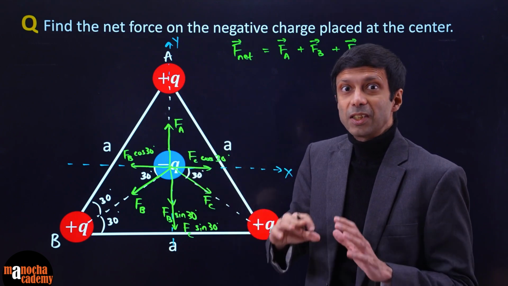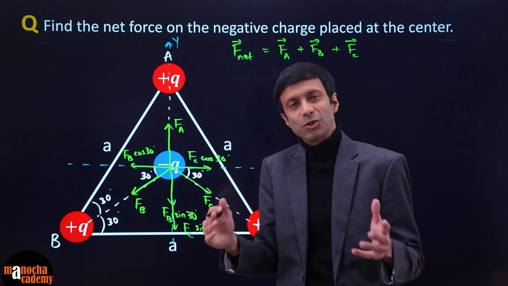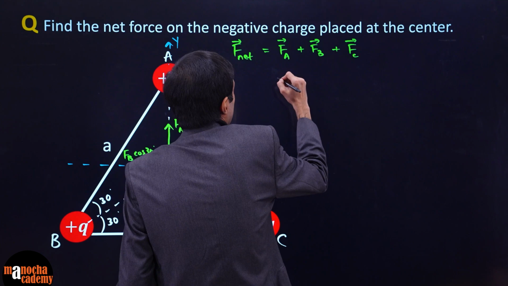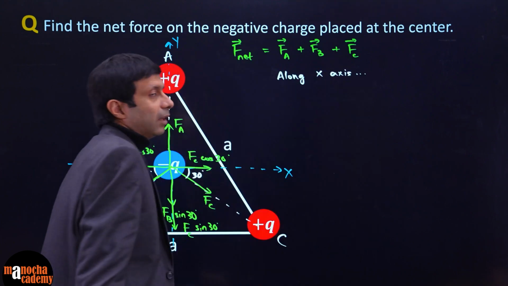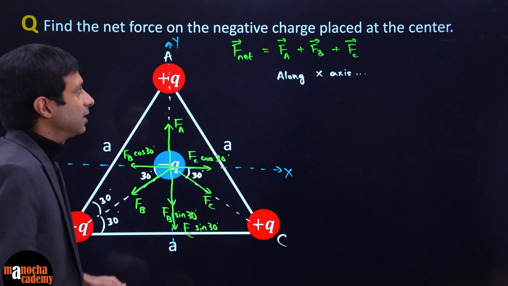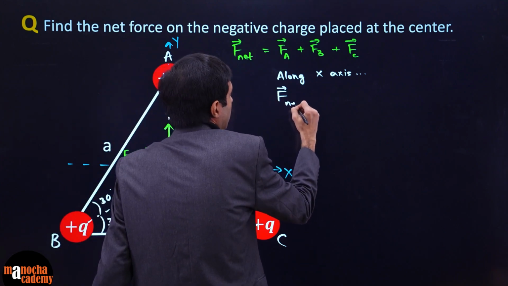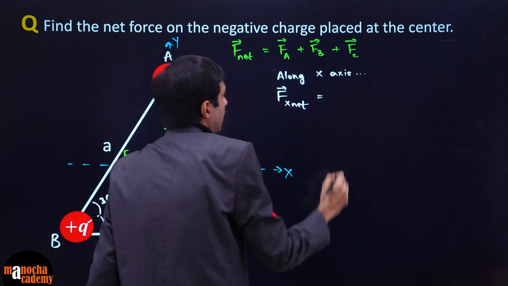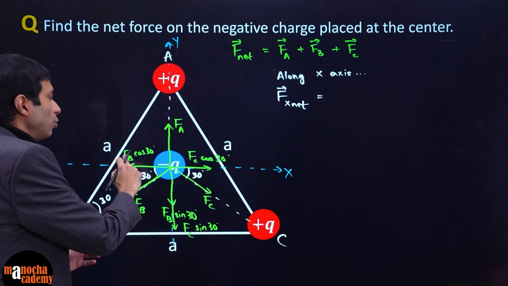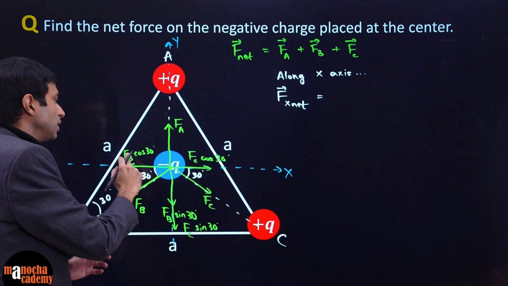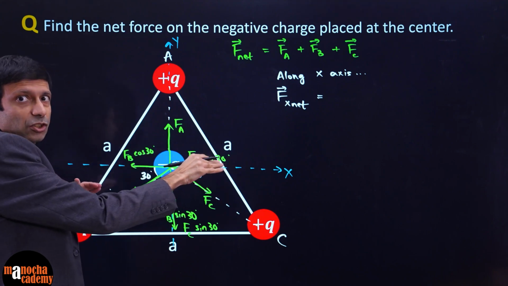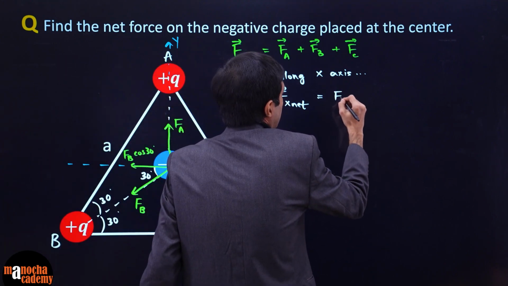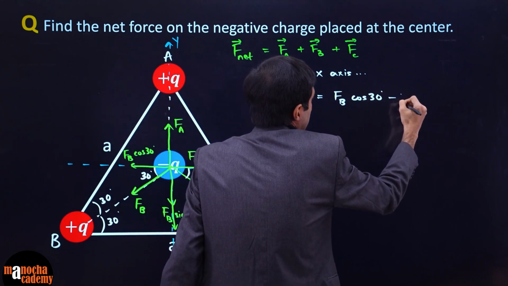So now we have to do a vector sum along the individual directions, along the x and y. So let's go ahead and do that. We are going to find it along the x direction. So along the x-axis, what is the case? The F net along the x-axis, we can call it Fx net. That's going to be what? We just have to look at the horizontal forces, FB cos 30 and FC cos 30. They are in opposite directions, so they are going to be subtracted. So we are going to do FB cos 30 minus FC cos 30.